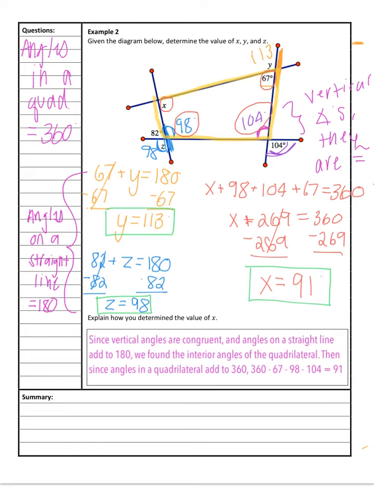So when you go about explaining your work here, obviously your phrases might be slightly different than Ms. Griffin's and myself, but you would need the same big ideas. So big idea being vertical angles were congruent. You use the fact that angles on a straight line add to 180 to find the missing interior angles. And the third big piece was that angles in a quadrilateral add to 360. So 2 ideas, angles in a triangle add to 180, quadrilateral add to 360.